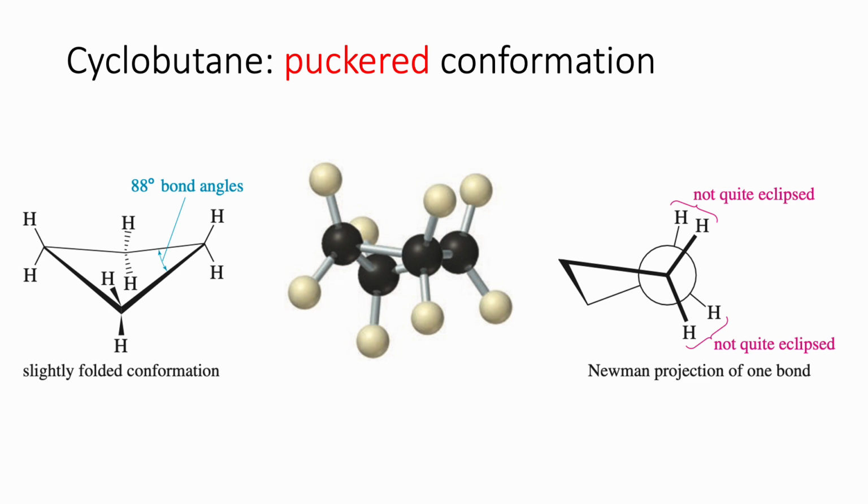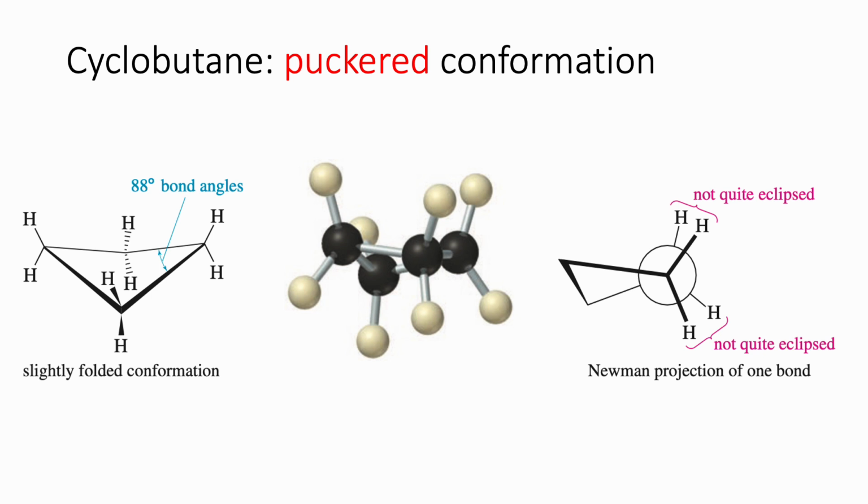So what that means is that we're increasing the ring strain. But at the same time, as we bend it out of shape like that, we're also relieving the torsional strain because we're also preventing those eclipsed conformations. If we look at the Newman projection, those H atoms are not quite eclipsed anymore. They're not quite in front of each other because we bent those bonds a little bit.